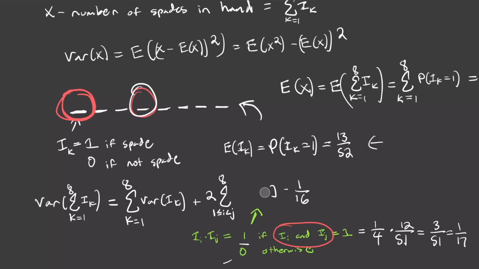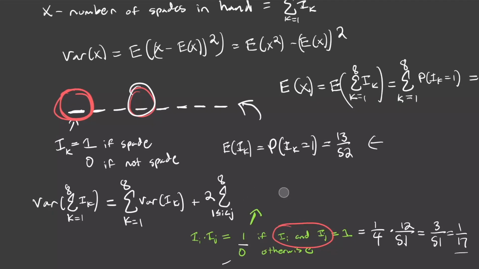So the expected value of this is just going to be this probability right here, 1 on 17. So we have 1 on 17 minus 1 on 16 in this sum. 17 times 16 is 272, so this is going to be negative 1 on 272. And we're summing that up over all the possible combos of i and j such that they're less than 8 and they're not equal. I know it's confusing, but this sum is just meant to represent the covariance of I sub i with I sub j, where i and j are not equal, and we're summing up over every single ordered pair.